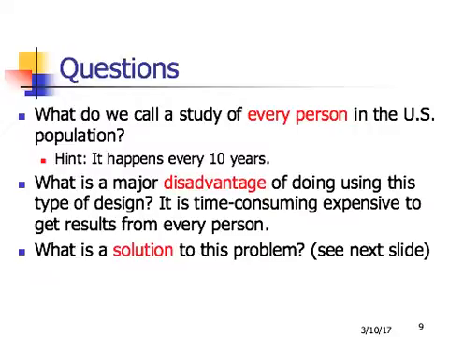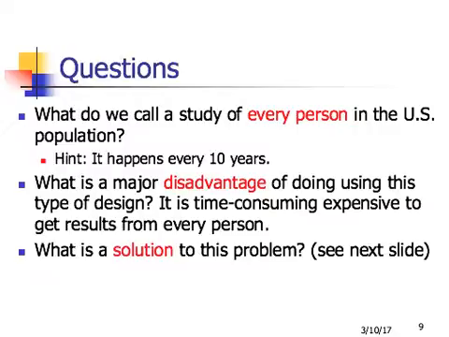Now, what if we wanted to really try and get every single voter in the U.S.? Well, that's the same as a study of every person in the U.S. Do you know what it's called when you study every person in the U.S.? And I'll give you a hint. It happens every 10 years. It's a census. That's C-E-N-S-U-S. There's a major disadvantage, though, if you ever want to try and collect data from everyone in your population. That's a ton of people usually. It's very time-consuming and expensive to get results from every person in a population.